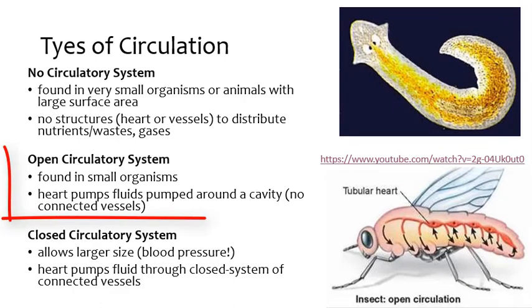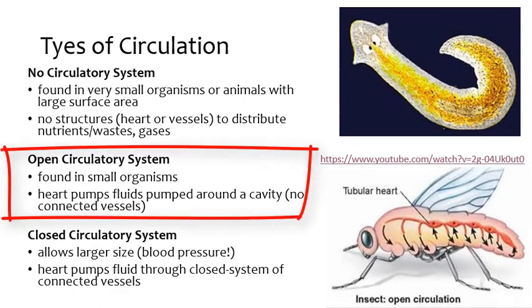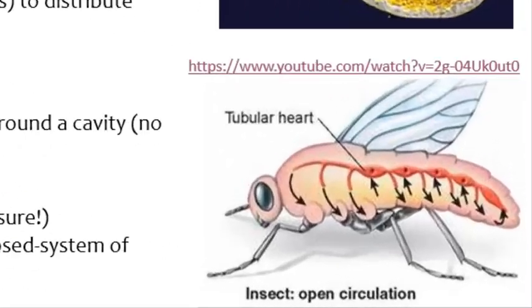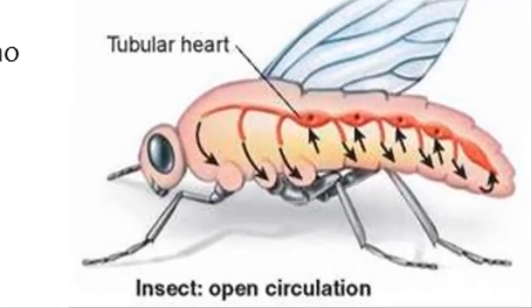The open circulatory system is found in small animals, around the size of insects. There's a heart to pump fluids and maybe some vessels, but the fluids just move around through a cavity. There are no vessels that make a circuit.